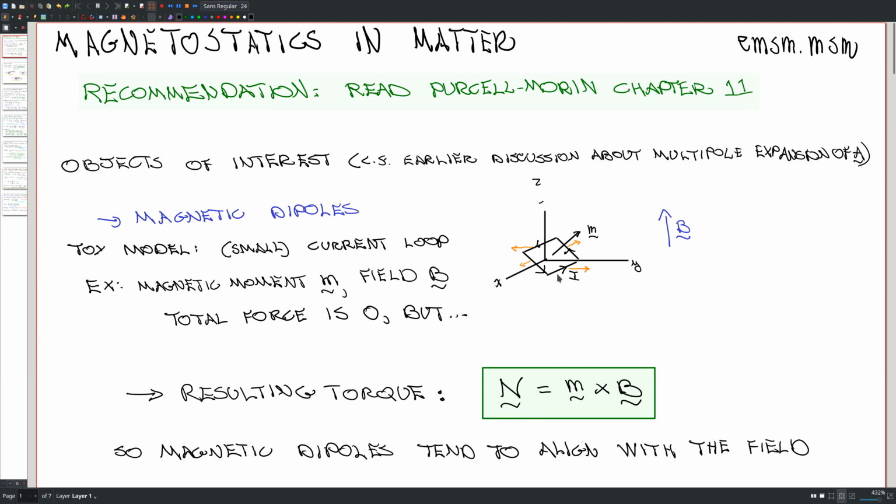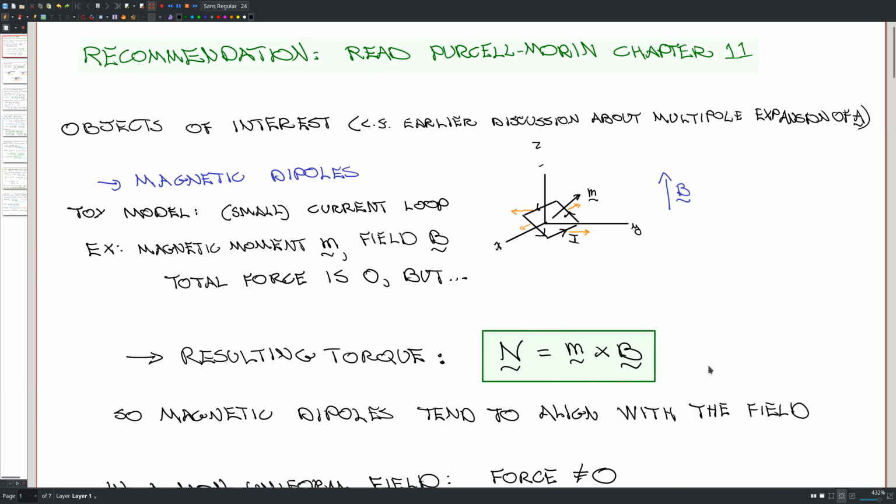This is a super idealized representation of what a magnetic dipole is, but the relationship of the external field, the magnetic moment, and the resulting torque is given by this very simple relation. So what this means physically is that in the end, magnetic dipoles tend to align with the magnetic field. If they're free to rotate, if they're free to move around a bit, they will try to move in a direction to minimize the energy, and that means putting themselves in line with the field.